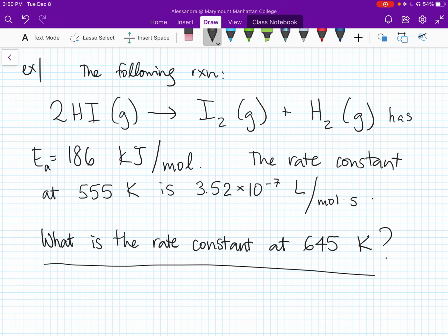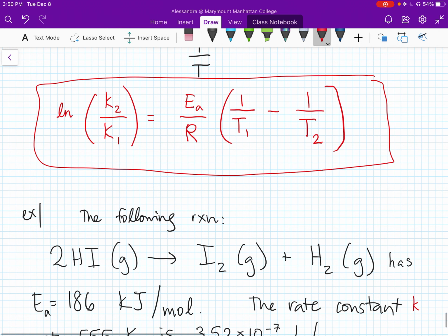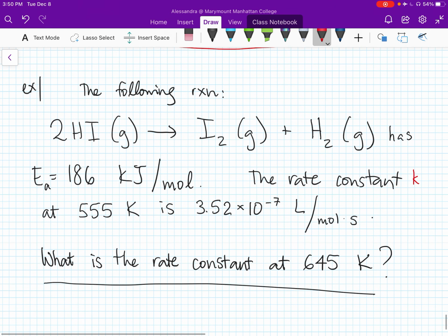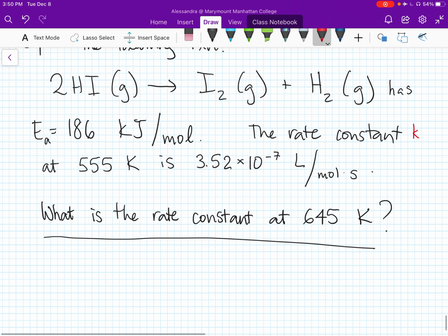Again, the rate constant is the rate constant k, little k. So we can use this form of the Arrhenius equation to solve this problem, because we have the two temperatures, we have the activation energy, we have one rate constant, and we just need to figure out what the other rate constant is. So let's assign the things that we know. I'm going to say that K1 is the one we know. It doesn't matter which you assign to what as long as you're consistent in matching K1 and T1.